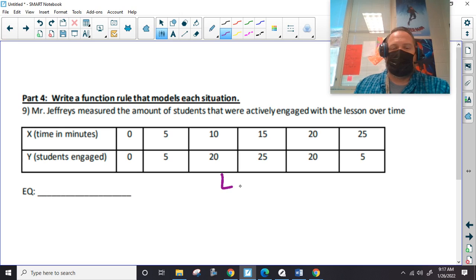Okay. All right. Here's my repeating numbers. Here's my H. Here's my K. To find my A, I go from K to the right. So how did I go from 25 to 20? Minus 5.